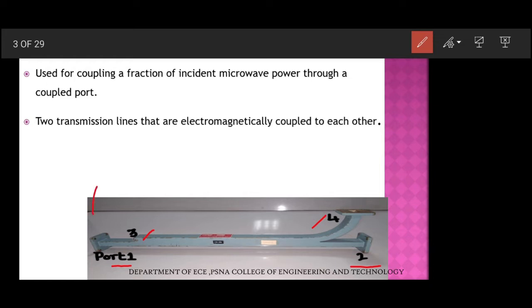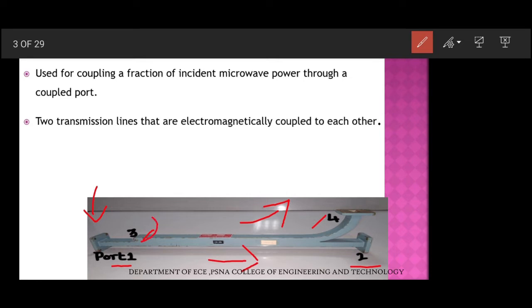When a microwave signal is fed as an input to port 1, it is usually divided into output power in port 2 and coupled power in port 4 through a coupling factor, where the coupling factor is the ratio of input power to the coupled power.